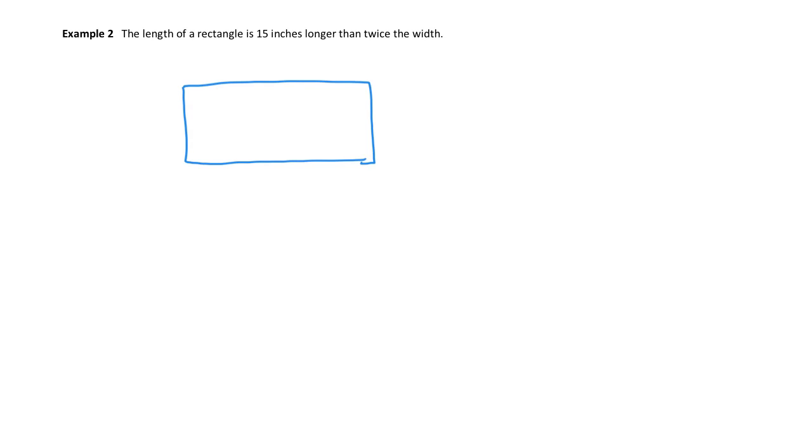So we have a couple of different things happening, but I think we're going to label this side L and this side W. I was using x up to this point, but you can really use any letter that you would like. So here you could say L represents the length of this rectangle and W would represent the width.